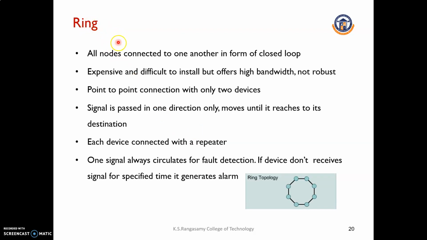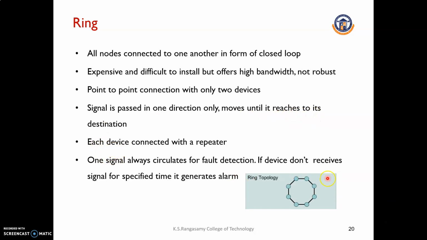Here first see the ring topology. Here all nodes are connected to one another in the form of a closed loop. Here see the ring topology structure. Here it is a closed loop. Expensive and difficult to install but offers high bandwidth. Here is a point-to-point connection with only 2 devices. Here the data is passed in one direction only. It moves until it reaches its destination.